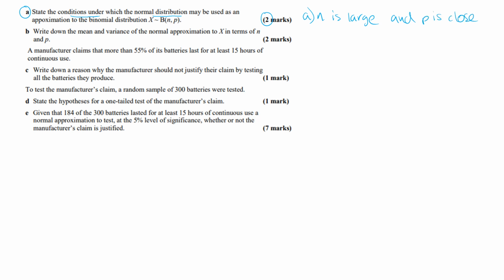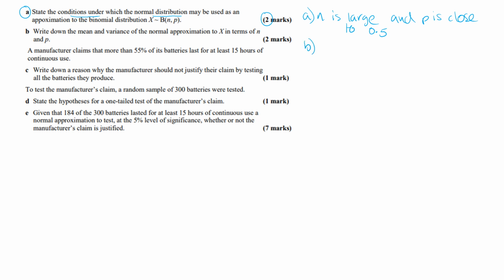P is close to 0.5. So probability of success being 0.5 means probability of failure is also 0.5. So you've got some symmetry there. The binomial distribution will be symmetric, and the more symmetric the binomial distribution is, the better it is to approximate it to the normal, because remember, the normal is a symmetric distribution.